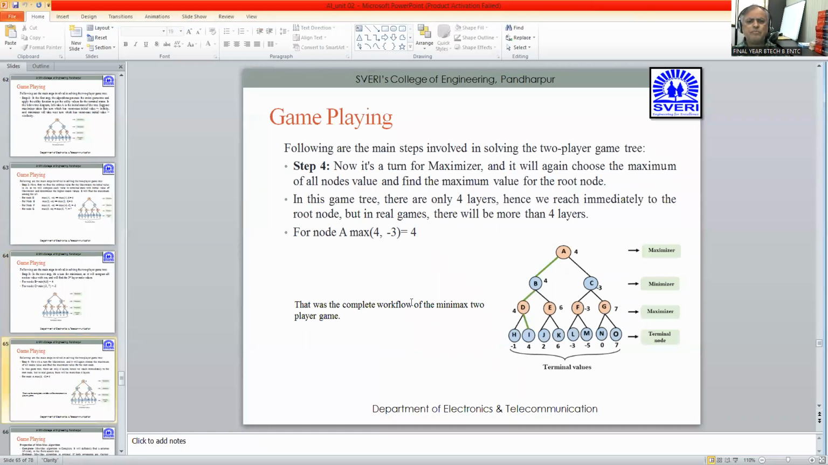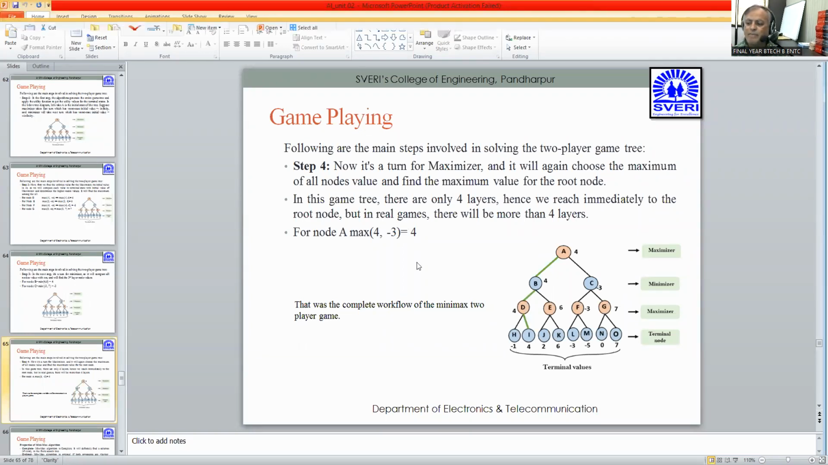Now we are into the last step, again maximizer. We are into the last step. So now it's a turn for the maximizer, and it will again choose the maximum of all node values and find the maximum value for the root node. In this game tree, there are only four layers. So 1, 2, 3, and 4. Hence we reach immediately to the root node. But in real games, there are more than 4 layers.